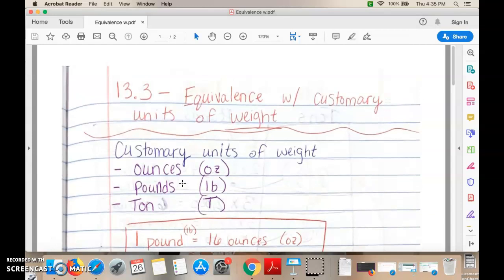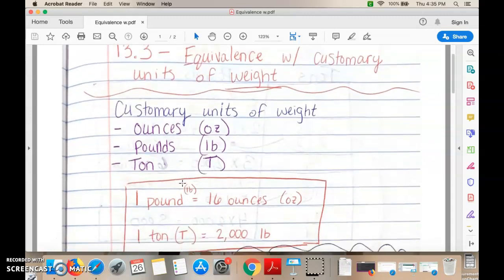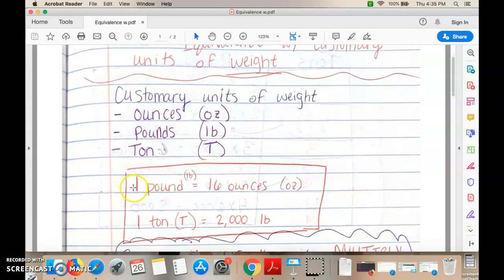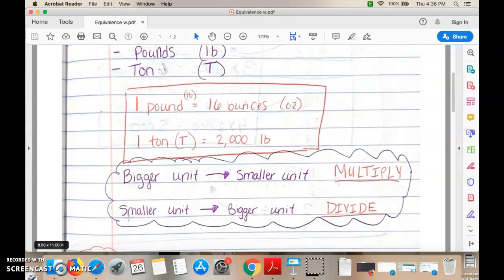For the most part, when we talk about weight, we talk about pounds. That's the most common unit of weight. When we go to convert, 1 pound is equal to 16 ounces, so 16 ounces equals 1 pound, and a ton is 2,000 pounds. So that's a lot of weight. 1 ton equals 2,000 pounds.